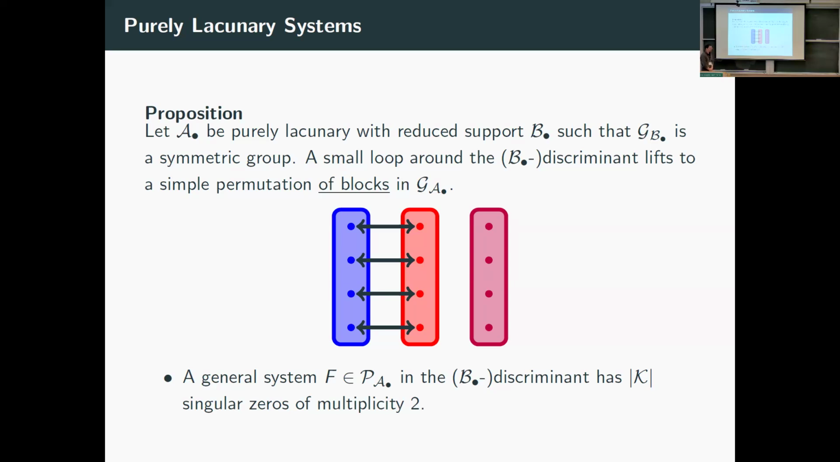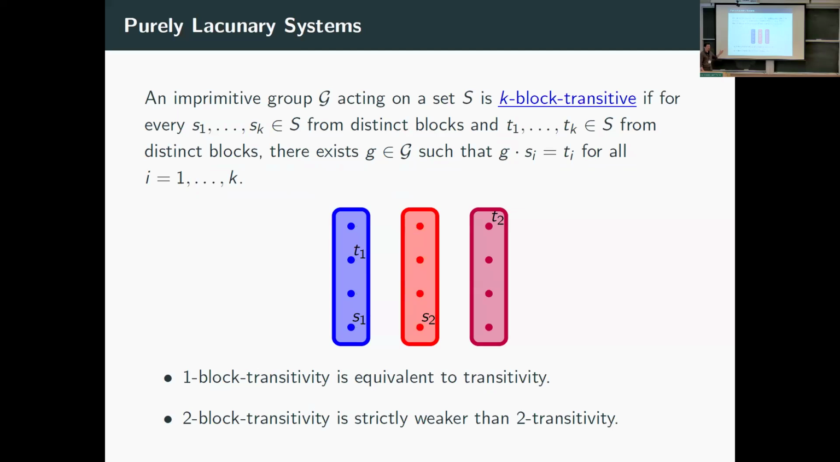The harder problem is what do we do about two transitivity because our group isn't primitive. These are contradictory notions. We can't do anything about this. So we come up with a new notion of transitivity for imprimitive groups. We say an imprimitive group acting on a set S, imprimitive here meaning again that we have some partition of the set S into blocks like this, is k block transitive if for any set of k points from distinct blocks and any other set of k points from distinct blocks, there's some element of G that maps the first set of points to the second set of points.